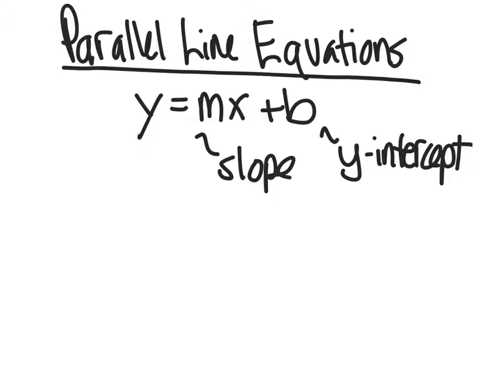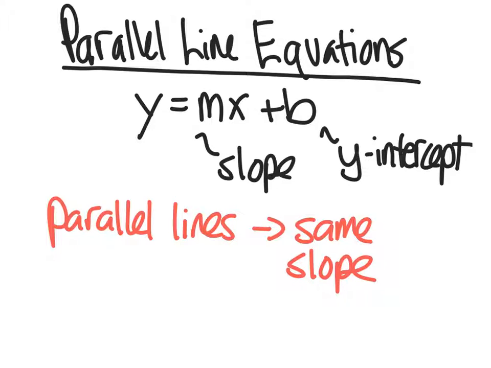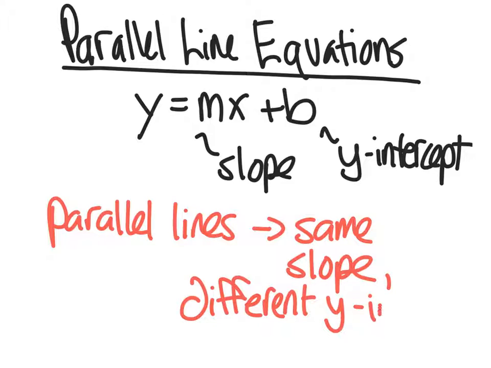Now, parallel lines. Their slopes are always the same. So parallel lines have the same slope. That's really important to know for this. So when you have equations, you can tell if they give you parallel lines by whether they have the same slope or not. If they have the same slope, different y-intercept.